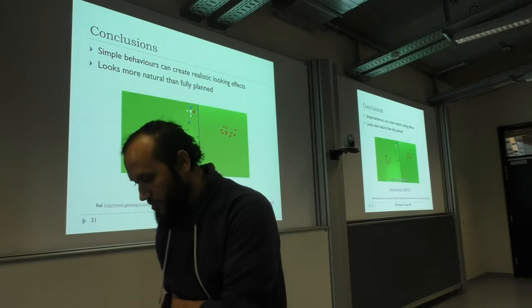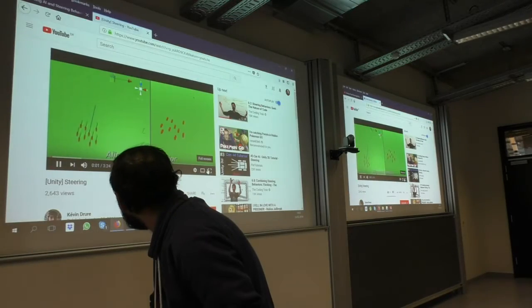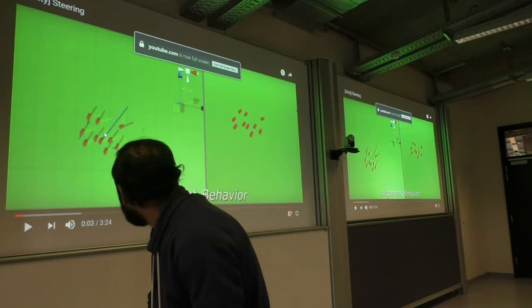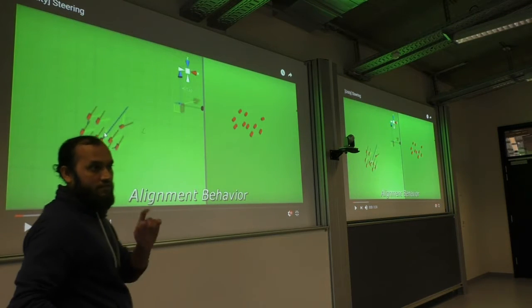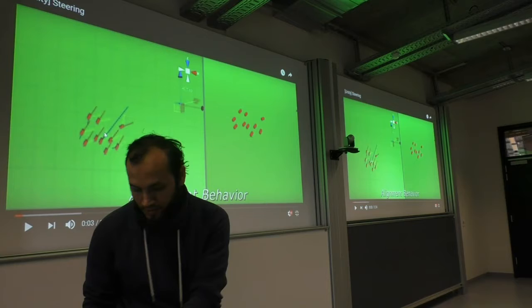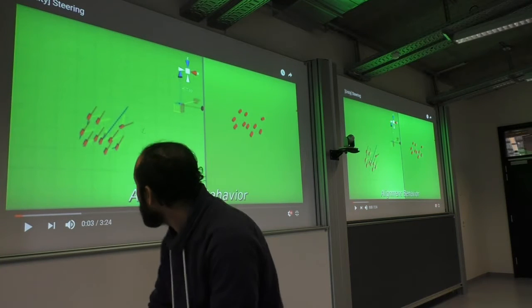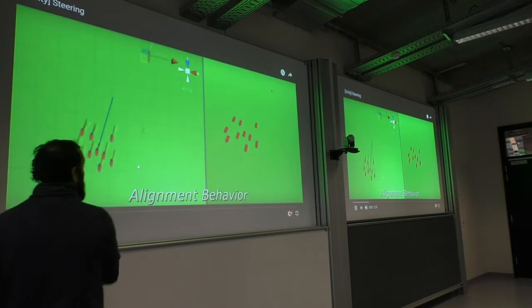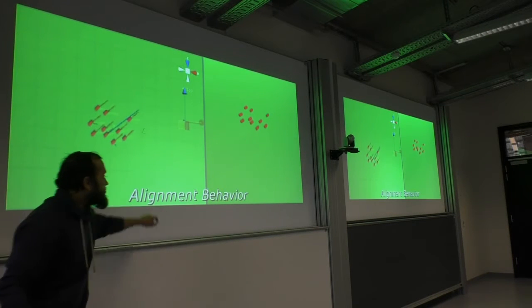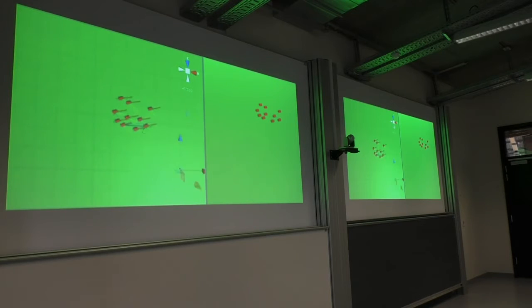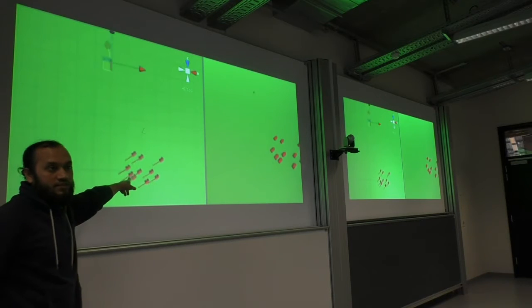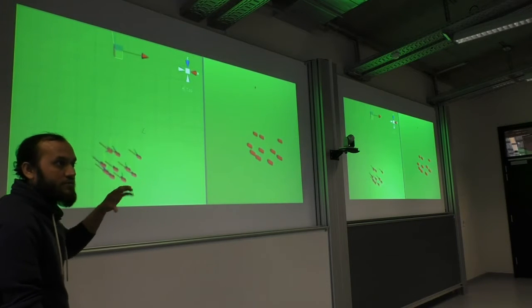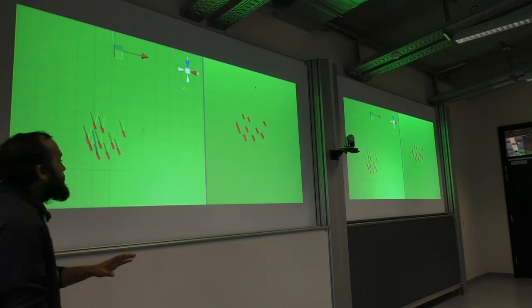Just see a good example here. The behaviors I have discussed in front of you, you can see some example here. See the names. Each of these are artificial agents, and they are following that separation concept, neighborhood concept, all these concepts.